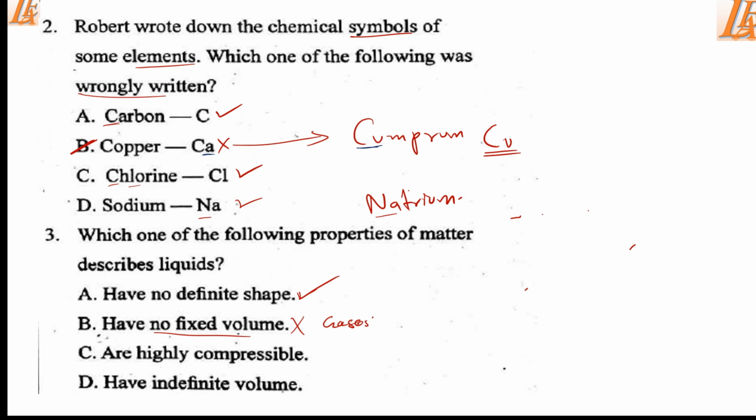Then C, liquids are highly compressible. This one is wrong. Highly compressible is for the gases. And then D, have indefinite volume. Liquids have a definite volume. The ones which have indefinite volume are gases. They don't have a fixed volume. So the correct answer here for the liquids is that they have no definite shape.